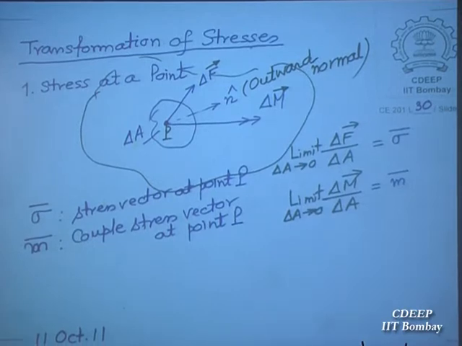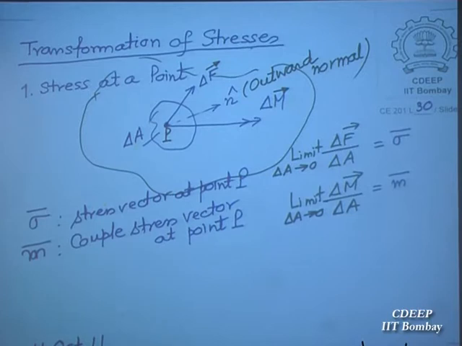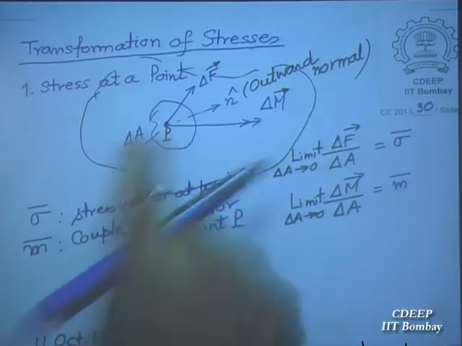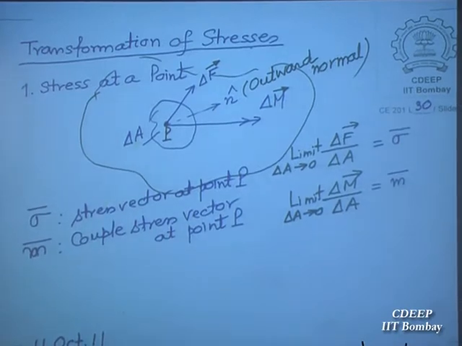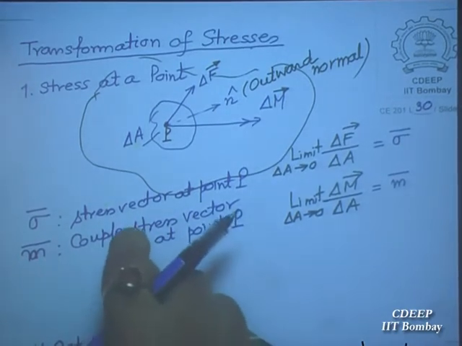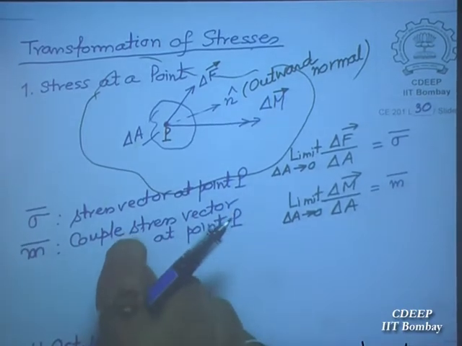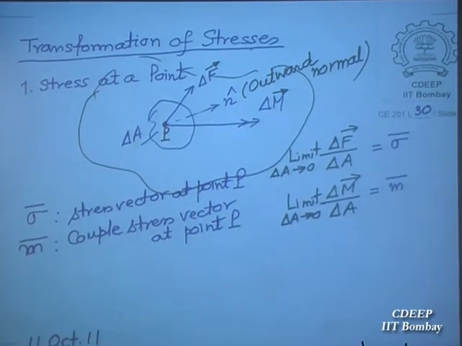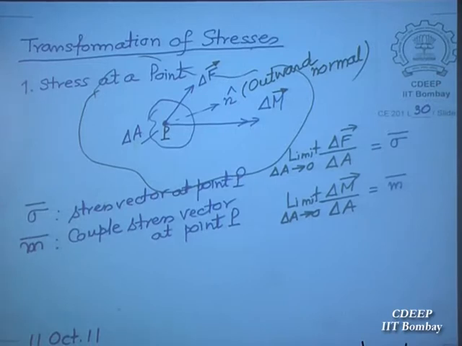So this is called a stress vector, and that is on a plane. Now then, we call this stress at a point. Now couple stress, the effect of this couple stresses, its relevance comes only in special problems. Like if you want to find out stress distribution near a hole in a body, or near a crack. Wherever stress concentrations are there.